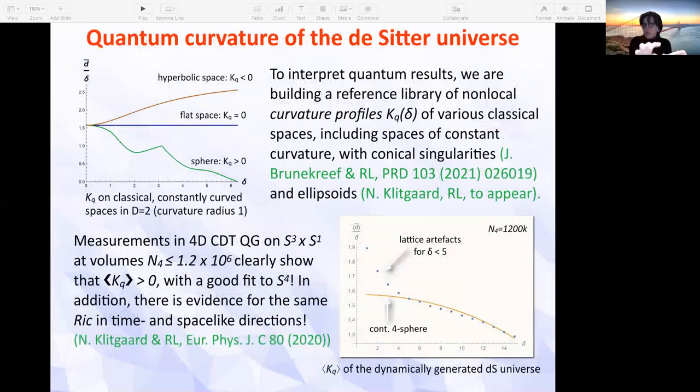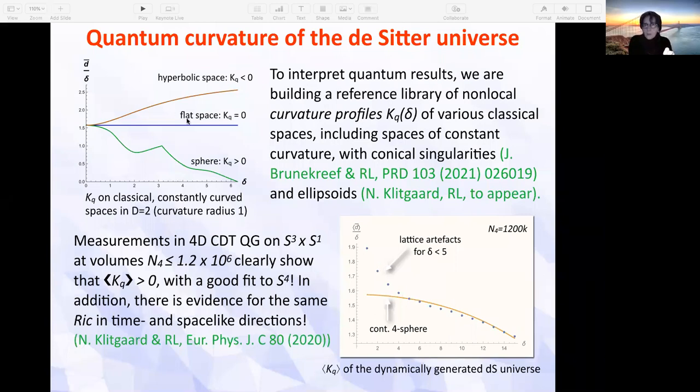And just let me take 1 minute to describe this result before concluding. So what we're doing is we are computing the quantum Ricci scalar in this case, because we integrate over all pairs of spheres on our quantum ensemble, where they look like de Sitter spaces in terms of their shape. Now we are trying to understand what their curvature is like. What do we have? What do we compare it to?